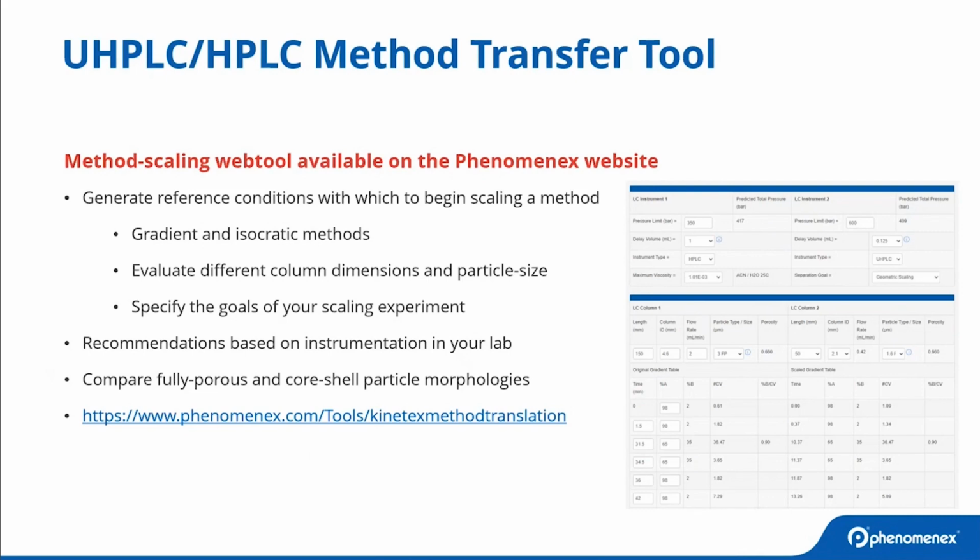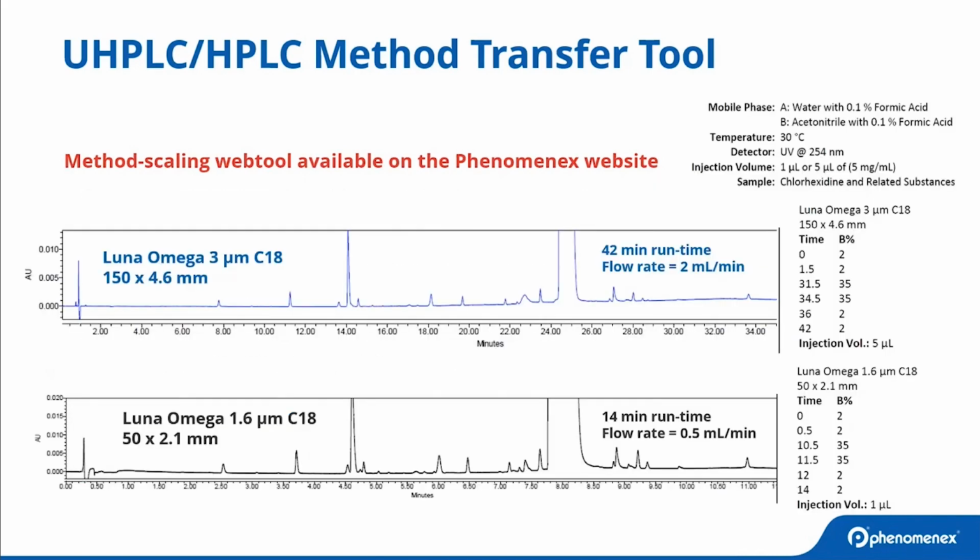Just be mindful of the goals of your method scaling, and to keep things practical with respect to the instrumentation that you have on hand. And so when I speak about goals, that just refers to how fast you want to go. Are you looking towards improvements of sensitivity? Are you just trying to decrease your runtime? And are you open to pivoting between fully porous and core shell particles?